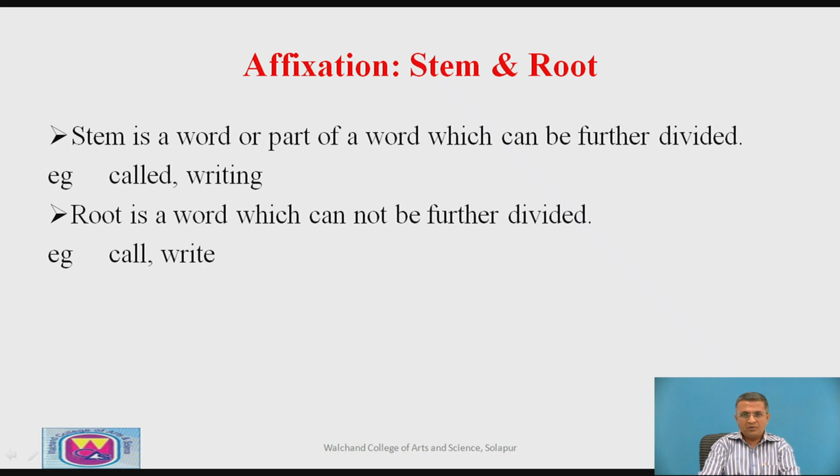Now we will have some more concepts to understand. The first concept is stem. Stem is a word or part of a word which can be further divided. For example, we have called and writing. So these are the examples of stems because they can be further divided. Root is a word which cannot be further divided. For example, we have call and write. Now these two words cannot be further divided, therefore they are called root.